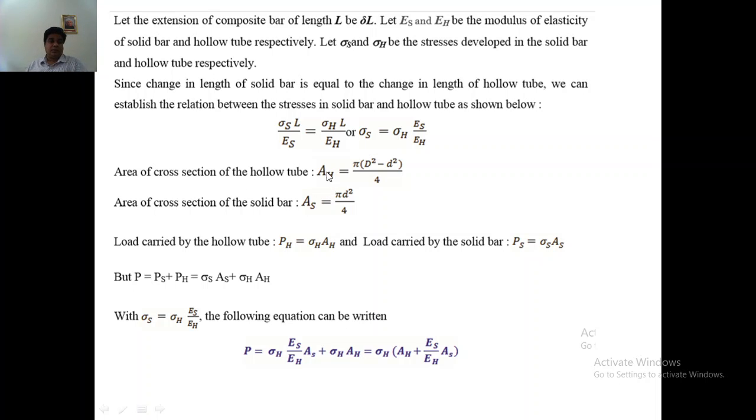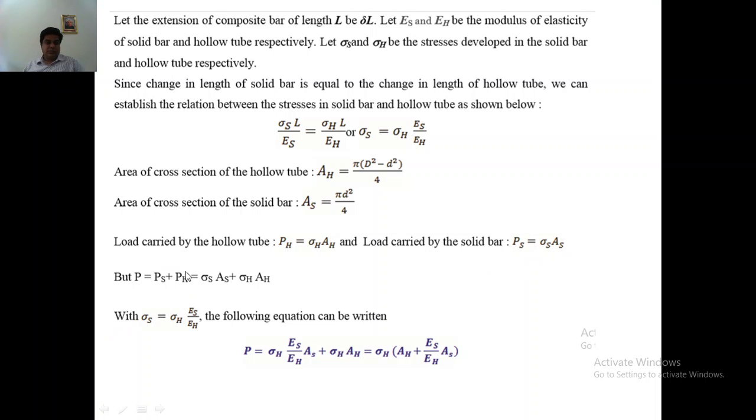So the area of the hollow bar and solid bar, the formula is there, and here we can calculate. Since the stresses are different, obviously the load carried by each bar in that composite bar will be different. Coming to the load carried by the hollow bar with respect to stress, we have the formula: stress is equal to load by area. So load on the hollow bar is equal to stress in the hollow bar into area. Similarly, for the solid bar, again load will be stress into area.